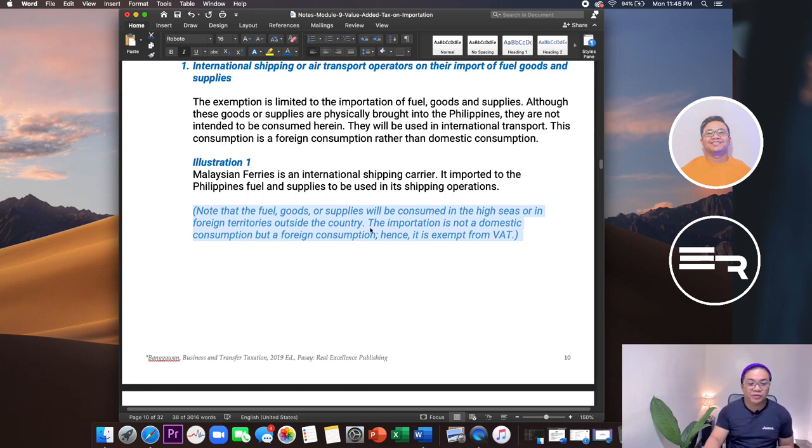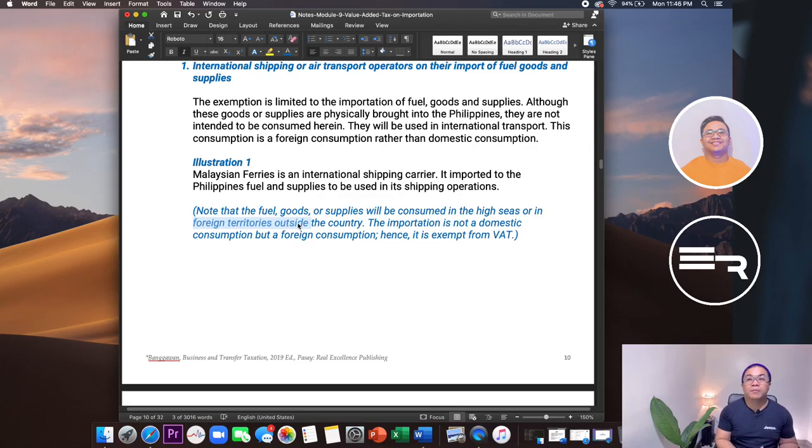Note that the fuel, goods, or supplies will be consumed in the high seas or in foreign territories outside the country. The importation is not a domestic consumption, but a foreign consumption. Hence, it is exempt from VAT. So, since will be consumed doon sa foreign territories outside ng Philippines, gagamitin doon. So, yung importation is not domestic. Hindi siya within the Philippines. Okay? But a foreign consumption.